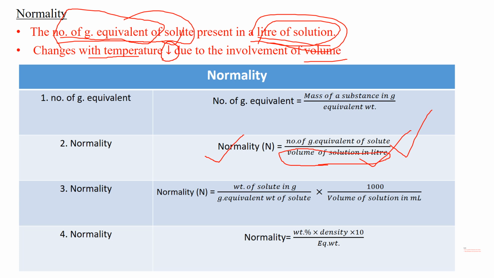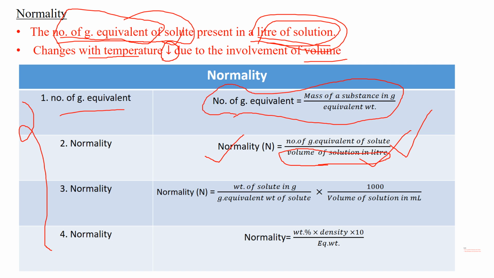And here are different formulas for the calculation of normality. Number of gram equivalents is calculated by using this formula: mass of substance in grams divided by equivalent weight. And we have already discussed the calculation of equivalent weight. And normality is the number of gram equivalents of solute divided by volume of solution in liters. Similarly, here are different methods for the calculation of normality. You have to remember these formulas to solve the numerical problems in any case.